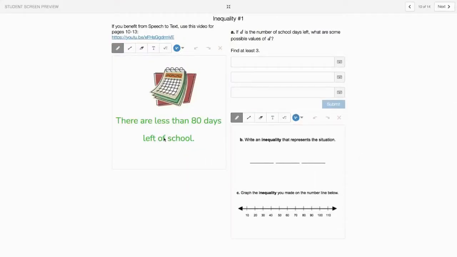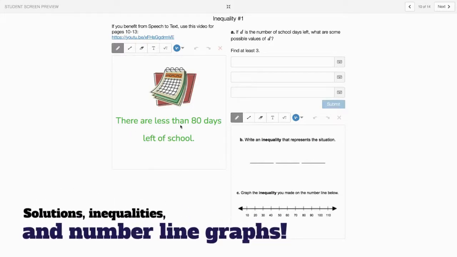In this example on the left, it says there are less than 80 days left of school. And here it says D is the number of school days left. D represents the number of school days left. And what they're asking is, what are some possible values or numbers for D? So basically, what they're asking us is, what can D be equal to?